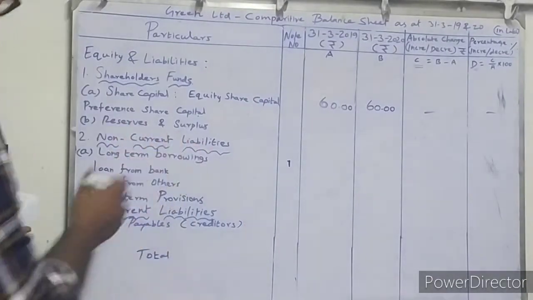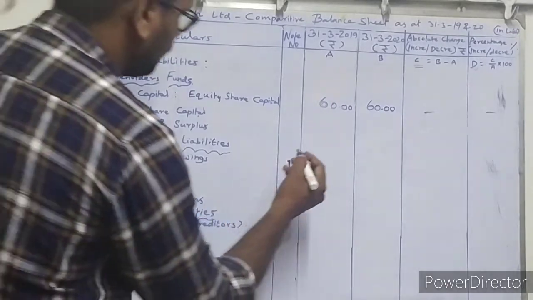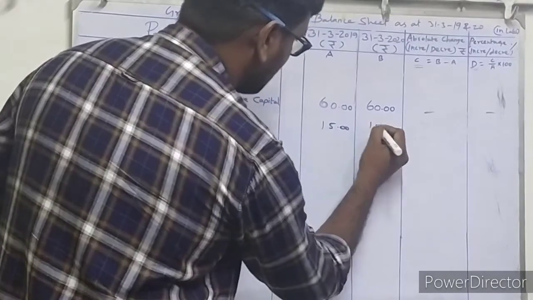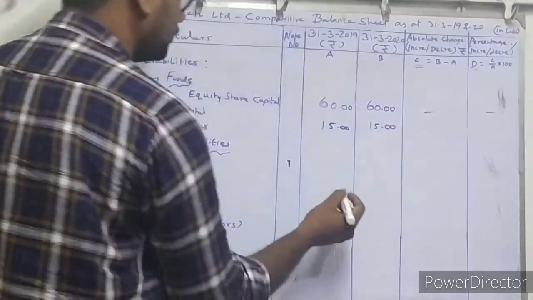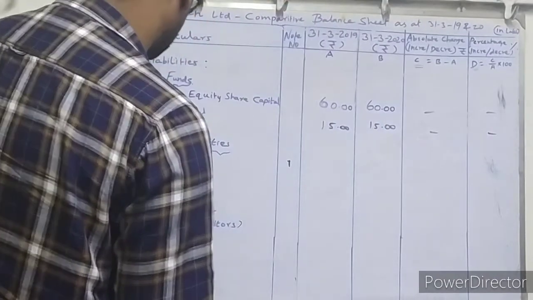And for preference share capital, the second one, information is available for both years: previous year 15 lakh and current year also 15 lakh. So the information is the same, with no increase or decrease amount, and no percentage either.